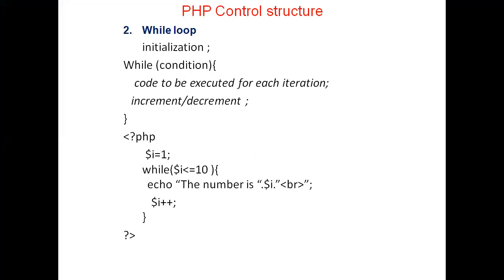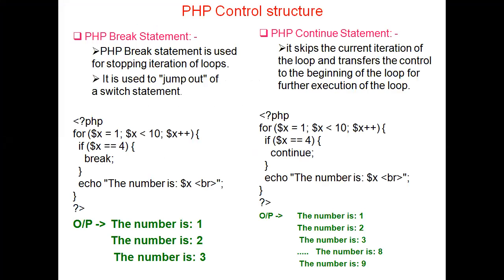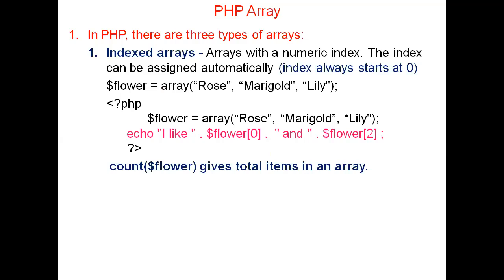We are going to use the while loop, do while loop. Here's the example. Already we have learned the break statement, continue statement; it works the same way there. Now the array part. In PHP they are going to use array as a data type. In PHP there are three types of array.